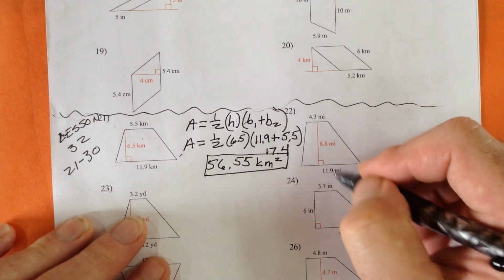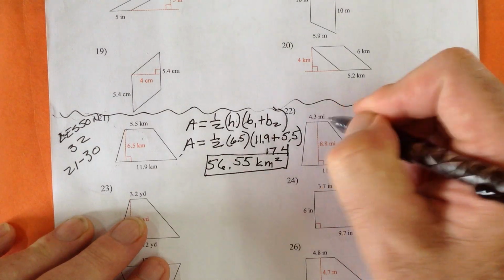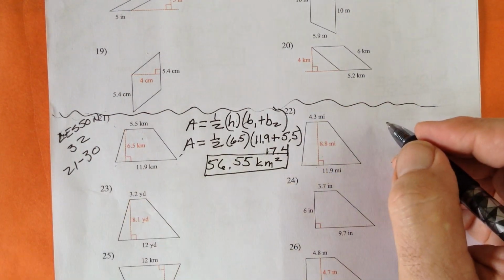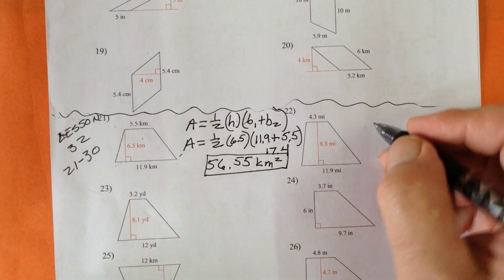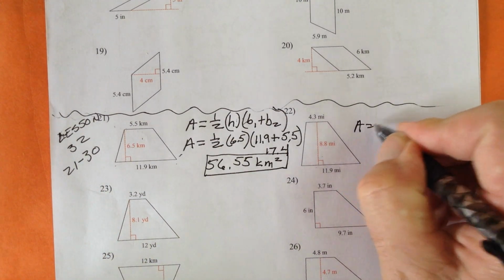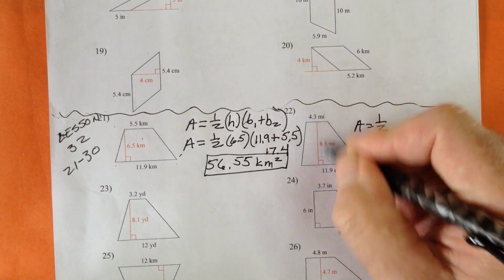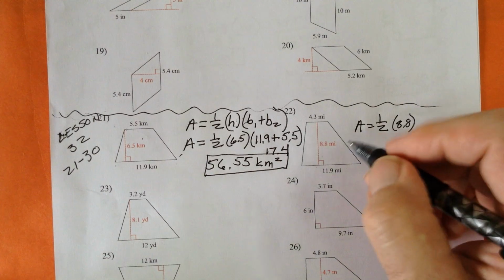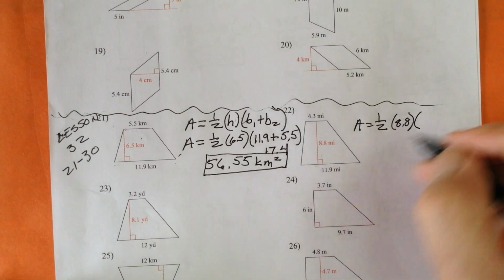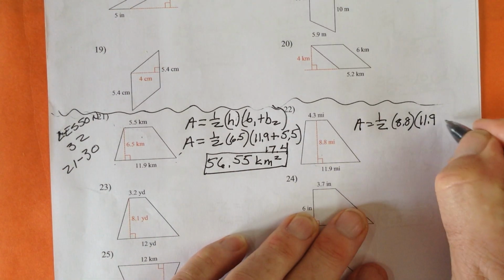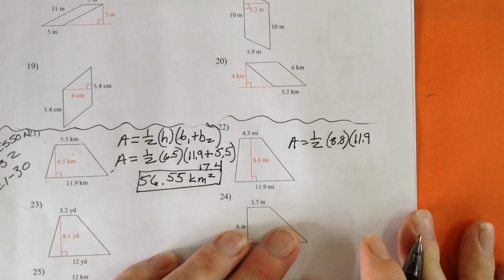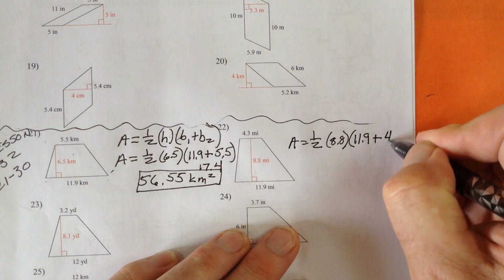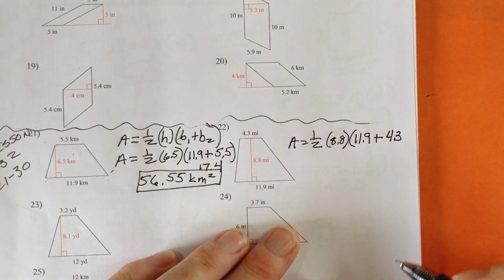22. Well, here I've got my base 1, my base 2, and my height. So I'm going to go A equals 1/2 times my height, which is 8.8, and then my base 1 is 11.9 plus 4.3, which is my other base. I have to keep looking up to see.